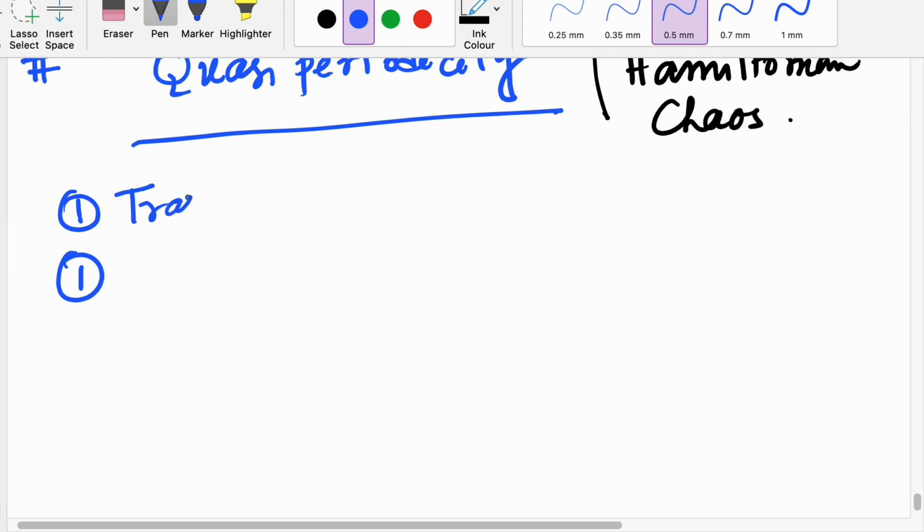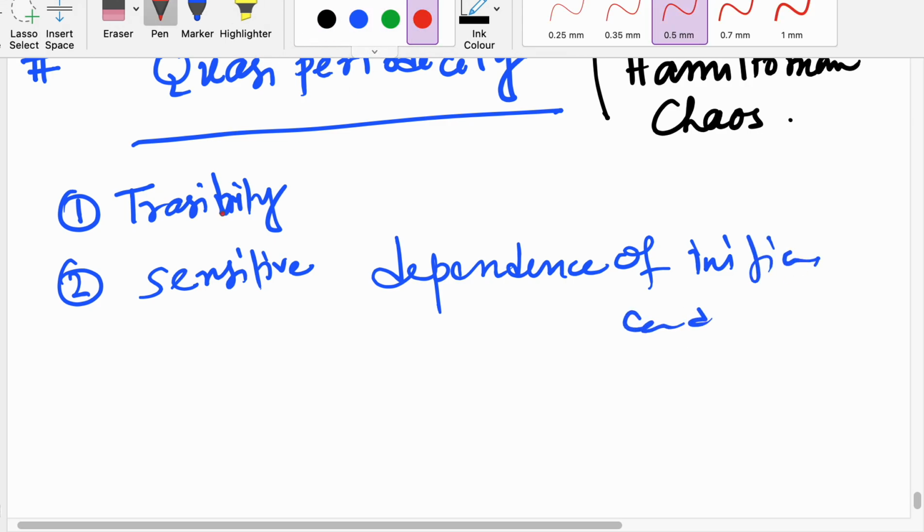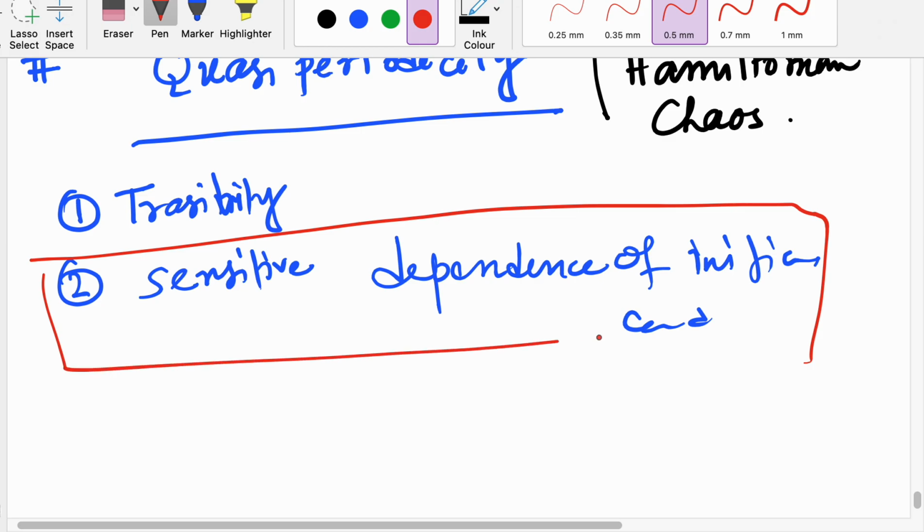So two properties will be shared. One is transitivity, and obviously periodicity. One property holds, but it will not hold this property, the sensitive dependence of initial conditions. So this property will not hold. So it's fun to see.